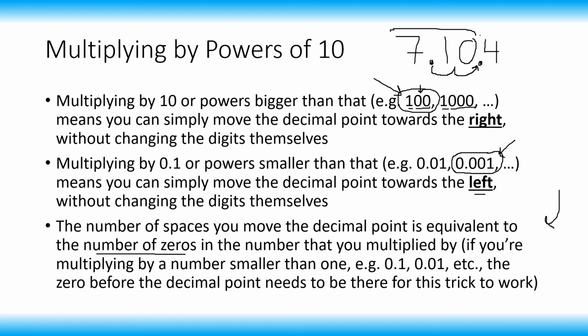One word of warning that you need to be careful of is that if you're working with multiplying by one of these small numbers, so 0 point something something something, in order for this trick, the number of zeros thing, to work, you need to include this 0 that sits before the decimal point. Those need to be there in order for the trick to work. It's not wrong to write the number as just .1, but then this trick doesn't work. You need to write it as 0.1 in order to use the trick with the zeros for multiplying by powers of 10.